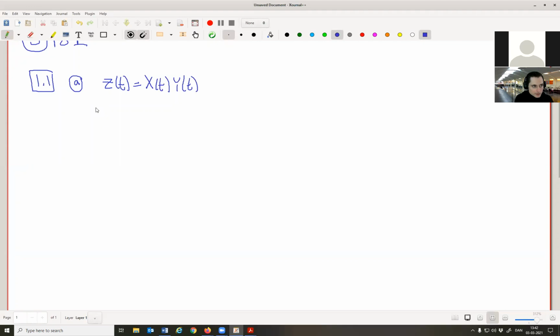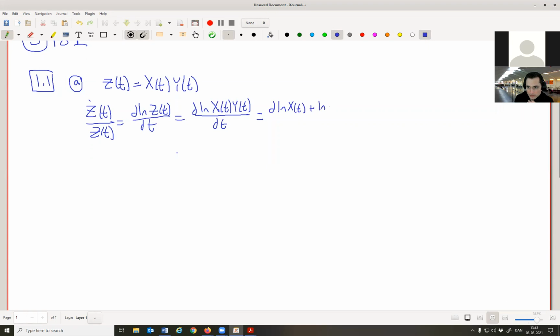So here's the growth rate, which is equal to the derivative of the log of Z(t) with respect to t. Here I'm going to replace Z(t) with X(t) Y(t). So we're going to get d log of X(t) Y(t). Using a property of the log function, log of X(t) Y(t) is equal to log of X(t) plus log of Y(t). So here we're going to get d of log X(t) plus log Y(t) over dt, and of course this is all within parentheses.